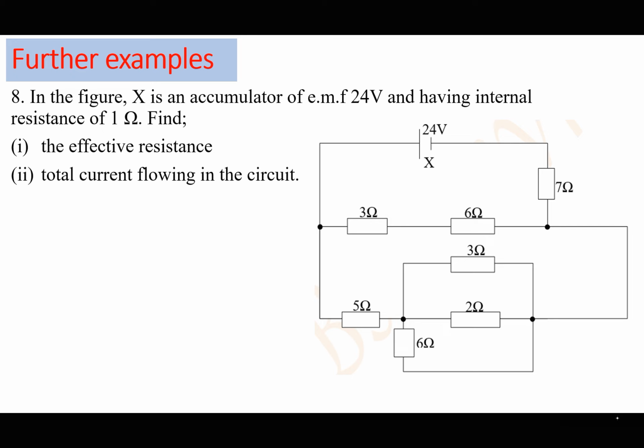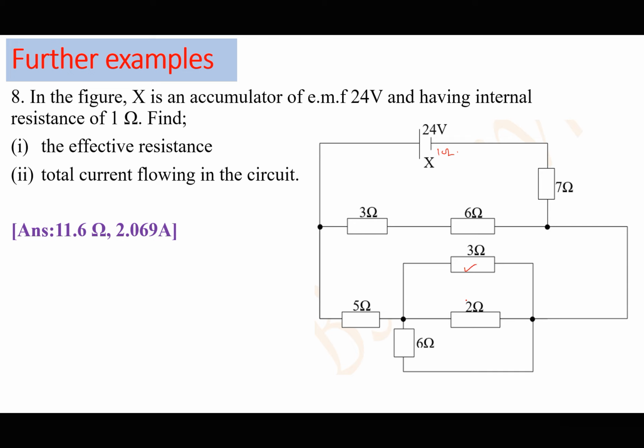In the figure, X is an accumulator, EMF 24 volts, and having an internal resistance of 1 ohm. So there is a resistance here of 1 ohm. There's a resistance there of 1 ohm. So calculate the effective resistance. When you study Kirchhoff's laws, you'll have easier methods of finding effective resistance. But before Kirchhoff's laws, we can still find effective resistance.